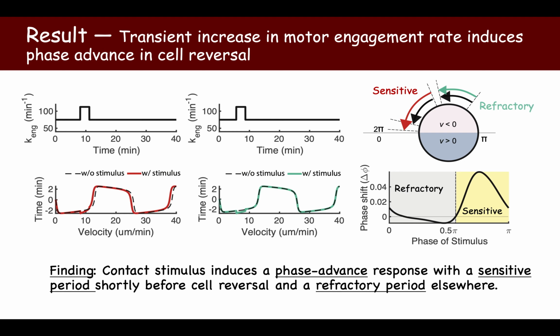When simulating with more stimuli over one reversal period, we can achieve the phase shift curve where the refractory period is located right after the cell reversal and the sensitive period right before the cell reversal.